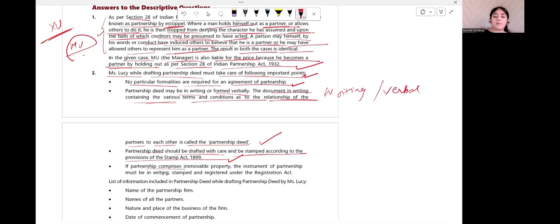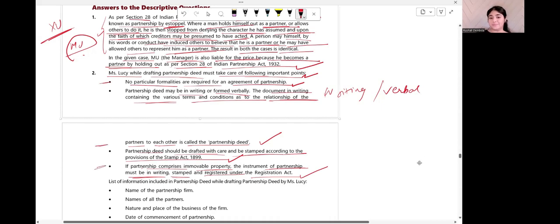If the partnership comprises immovable property, the instrument of partnership must be in writing. So if you are involving some immovable property in your partnership, you have purchased a land where you are going to build an office, or you are going to set up a plant, factory, etc., then you have to make it in writing only. The partnership deed is compulsorily to be in writing, stamped and registered under the Registration Act. Okay. So all these key points one needs to remember when drafting a partnership deed.